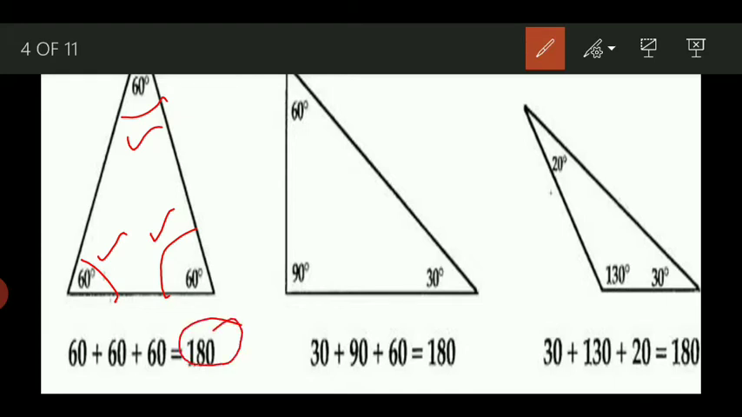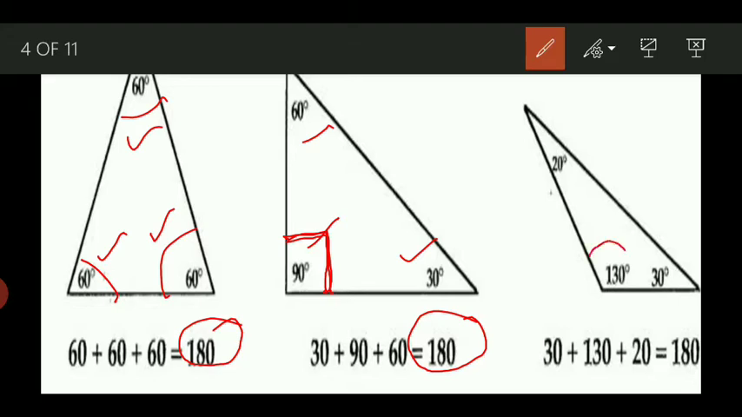Now you see, one angle is 90. Whenever any of the angles is 90 degrees, then that type of triangle is called a right angle triangle. Now if you add this 90 plus 60 plus 30, again you will get 180. That means the sum of the interior angles is always equal to 180 degrees.